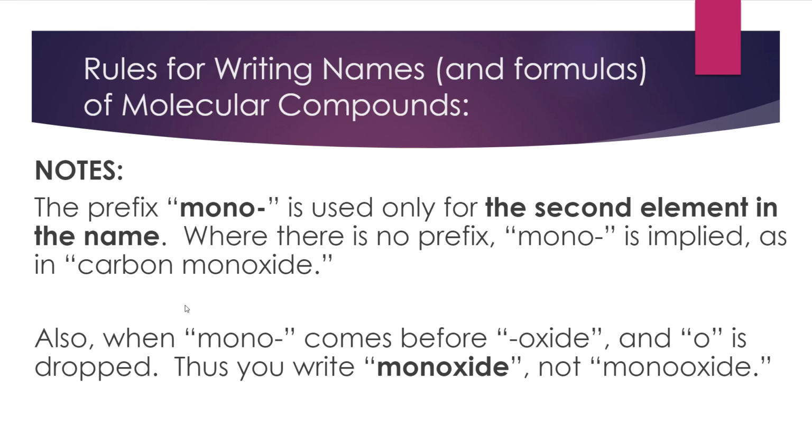The prefix mono is used only for the second element in the name. Where there is no prefix on the first element, mono is implied, as in carbon monoxide. Also, when mono comes before oxide, the o is dropped. Thus, you write monoxide, not monooxide. So just remember, we don't put mono for the first element. If it comes singly, we only put it for the second name.